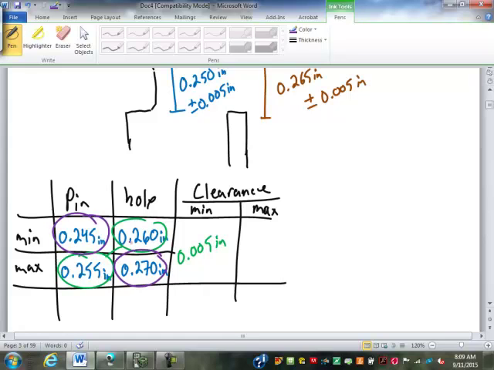The maximum clearance is when the pin is at its smallest and the hole is at its largest. What's the difference there? 25 thousandths. That's quite a bit, but in this case, since it's not really a working connection, it's not a huge deal. It's not going to vibrate back and forth and wear out or anything. But if it were a working connection, that would be a huge deal.